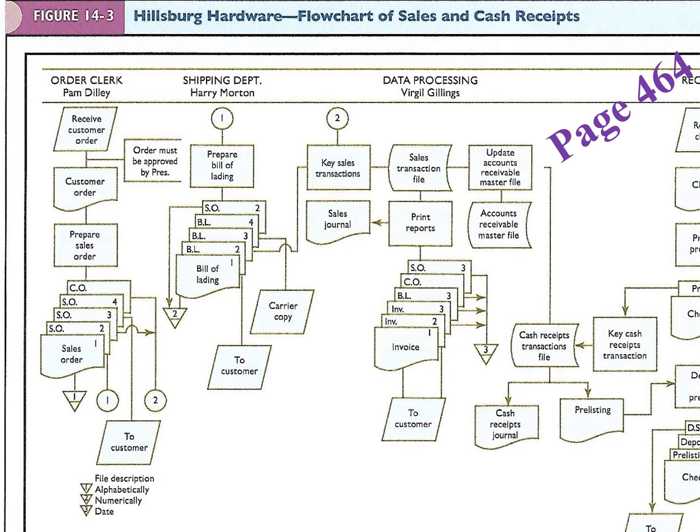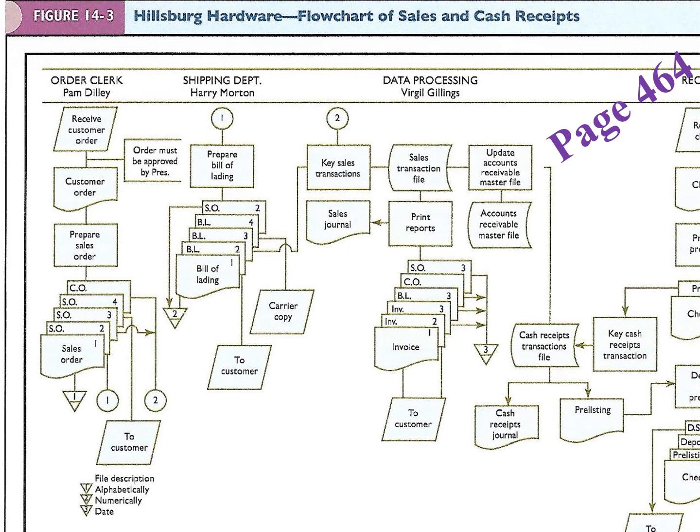So I say, what would happen if we gave a copy of the sales order to Harry in shipping, but we didn't give a copy to Virgil in data processing? Would it be possible for Harry to ship goods to a customer and data processing never bill the customer? What would happen if we sent a copy of the sales order to Virgil in data processing and didn't send one to Harry in shipping? Would it be possible that data processing would bill the customer, create an invoice, when the customer has not received goods?